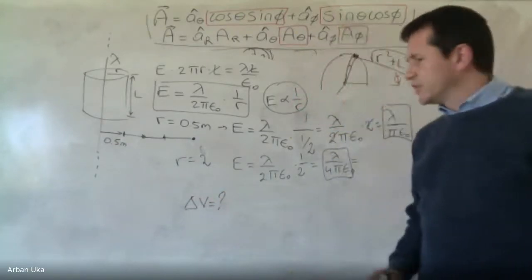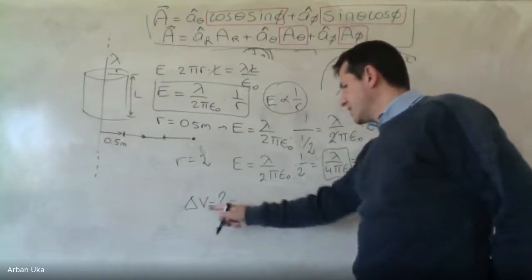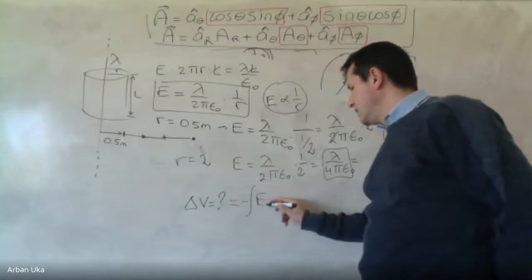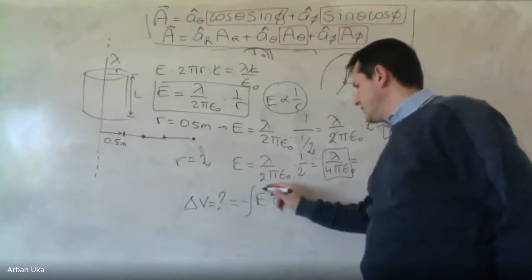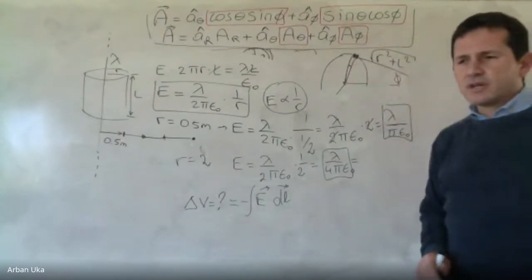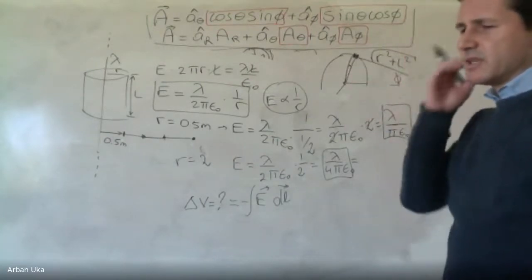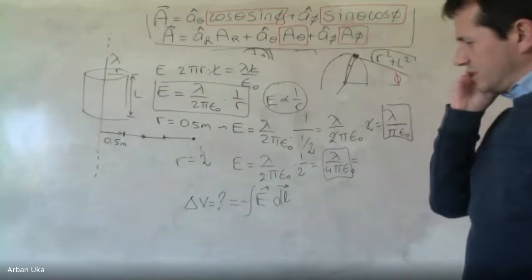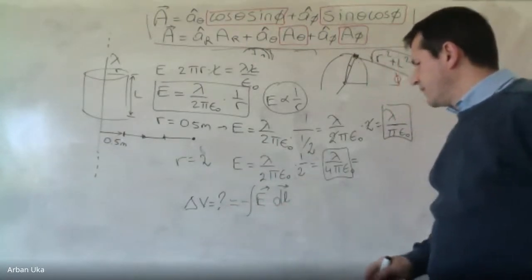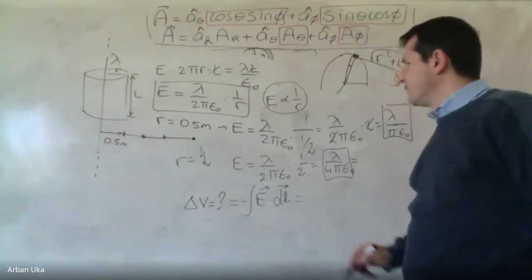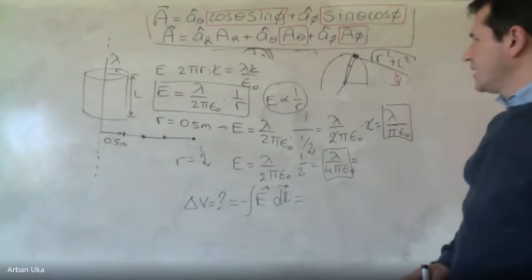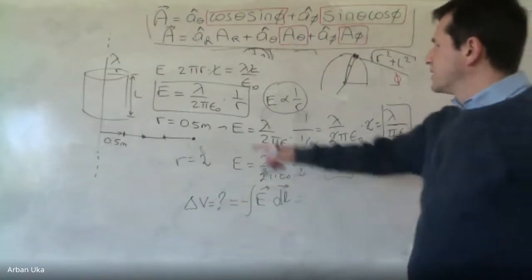So the potential difference is unknown. We're going to use this expression, E dl. From the postulates of electrostatics, of the electric field, we can derive that the potential difference is always equal to E dl, which in this case, let's skip the minus sign for a moment, and let's look at the E itself.